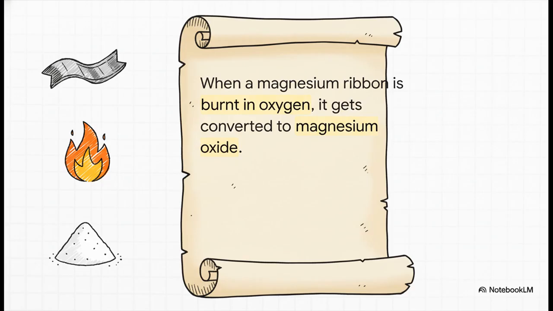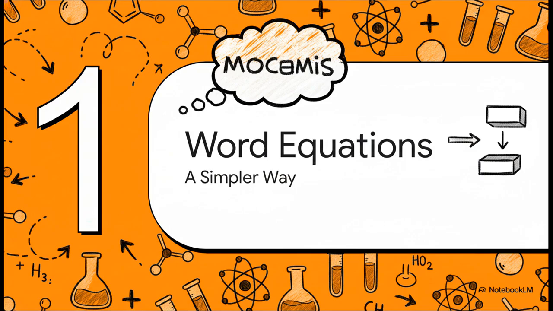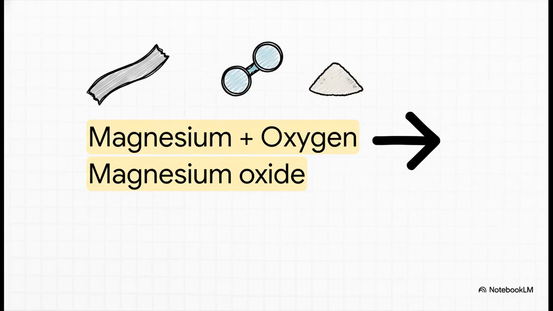Now, this is perfectly correct, but you have to agree, it's quite a long way to write it out, isn't it? A bit of a mouthful. Surely there has to be a shorter, simpler way to write this. And yes, there is. The very first step towards making it simpler is something we call a word equation. A word equation takes that long sentence and makes it much, much clearer.